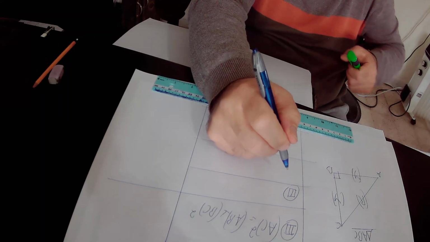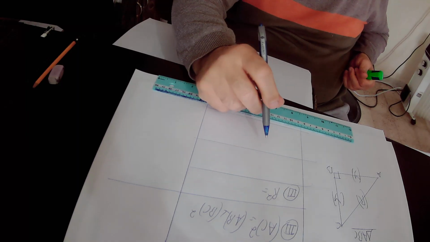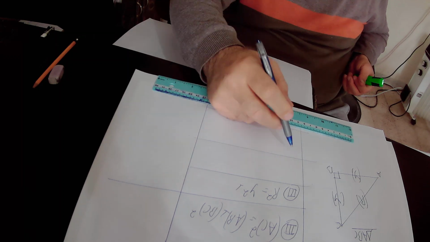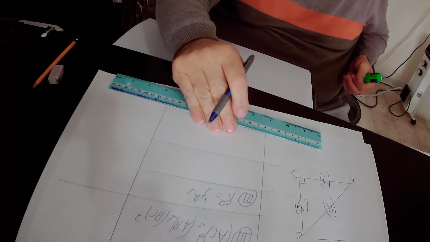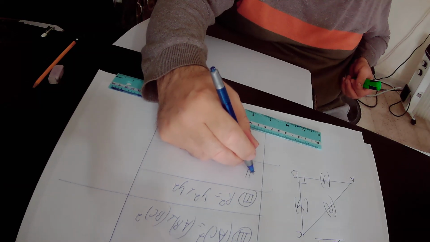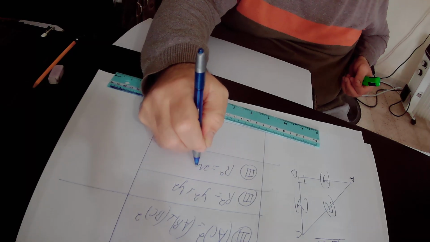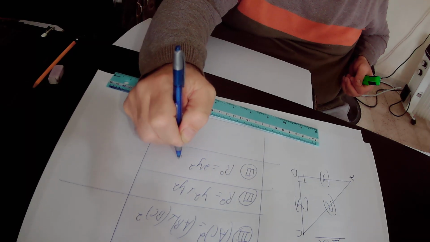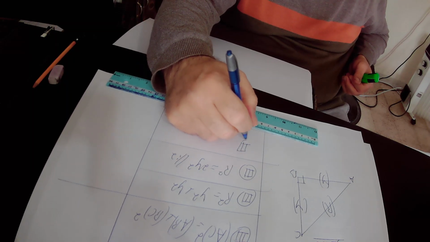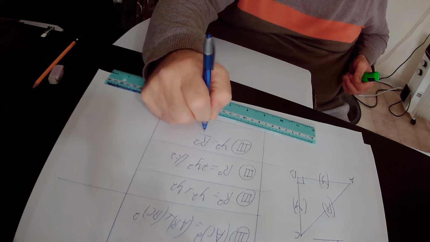AC equals R, therefore AC square is R square, and it equals AB square. AB is y, therefore AB square is y square, plus BC square. BC is also y, therefore BC square is y square. So in conclusion, according to equation 3, R square equals y square plus y square, that is 2y square. Here we divide this equation 3 by 2, and finally we get that according to equation 3, y square equals R square over 2.